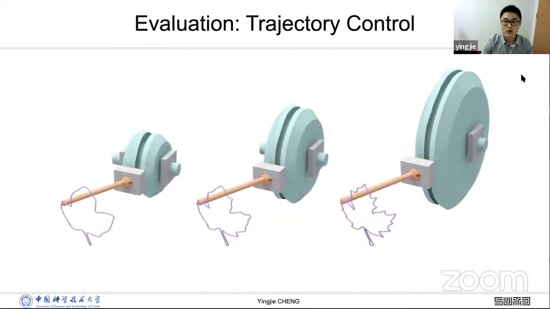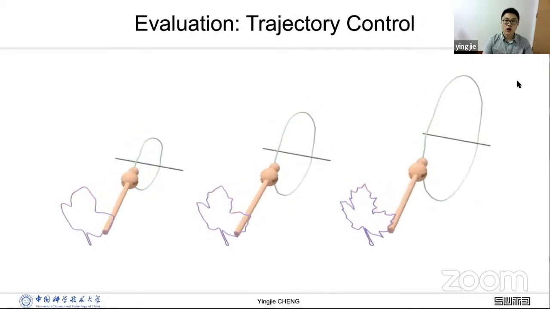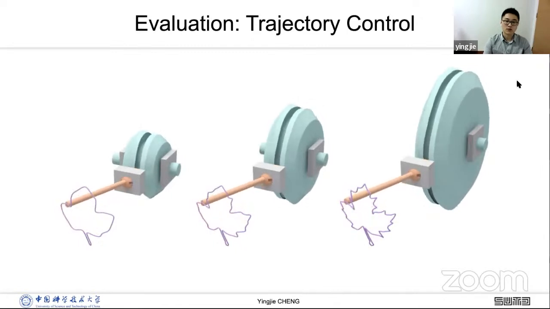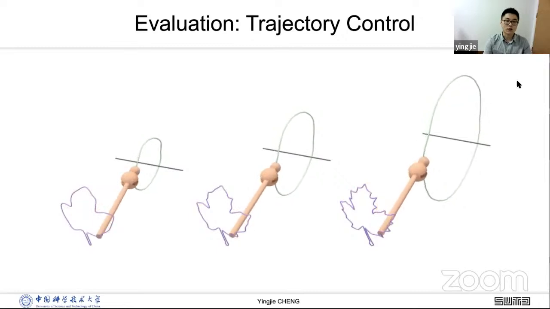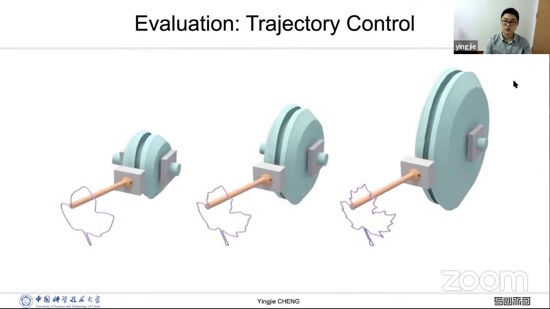Now let me show some evaluations. We use the CamMech 2R to draw a leaf here. It can achieve complex curves. However, from left to right, you can see the more details the leaf has, the bigger the cam is.